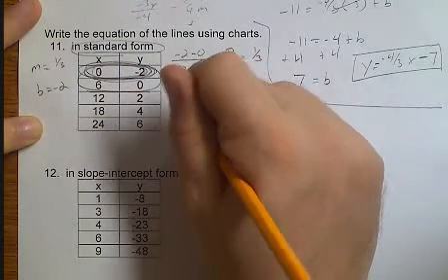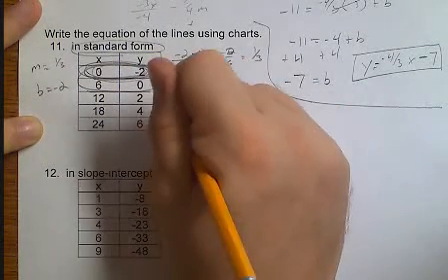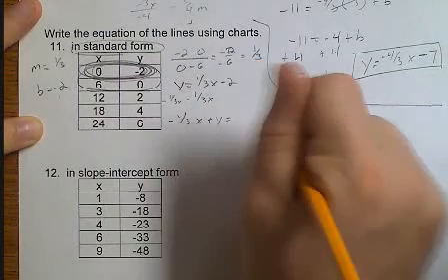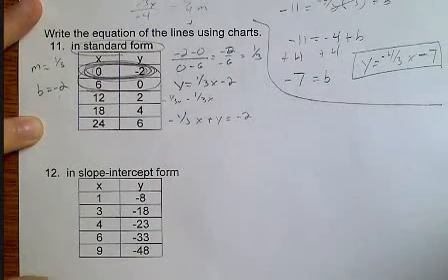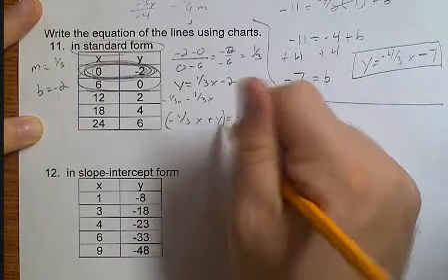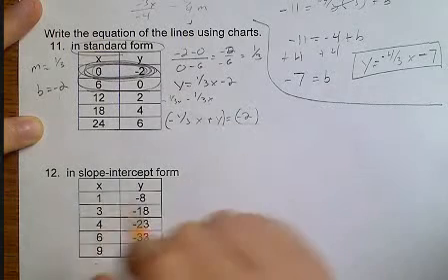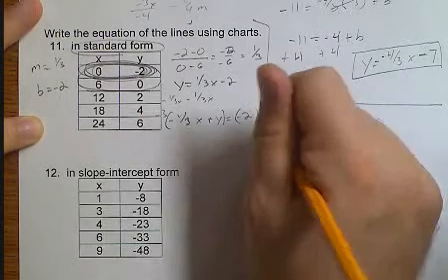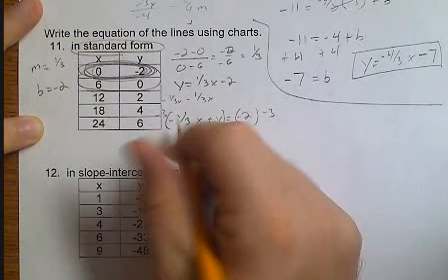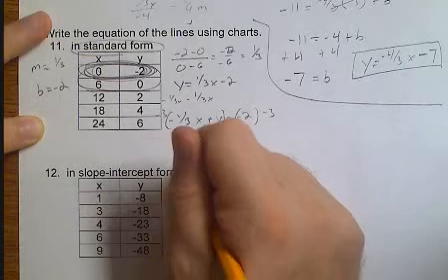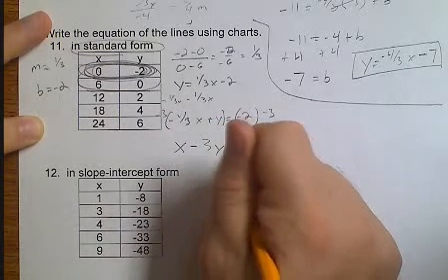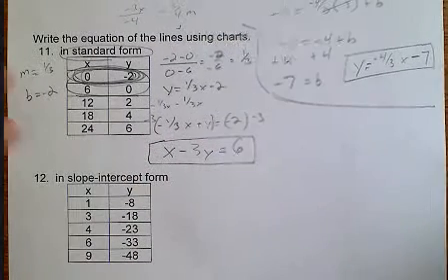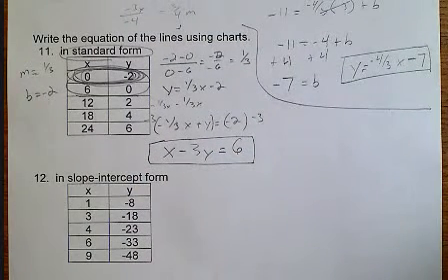So I subtract 1/3 x. I get negative 1/3 x plus y equals negative 2. And I need to make everything an integer, which means I need to multiply by 3. I need this to be positive, so I'm going to multiply by negative 3, which means that x minus 3y equals a positive 6. So we're done with number 11.